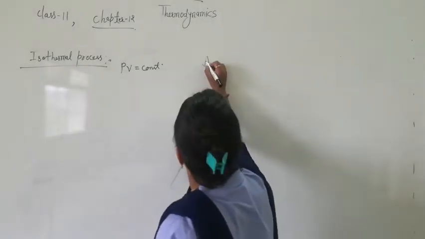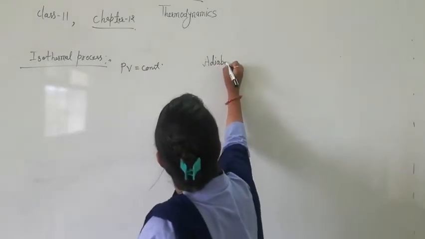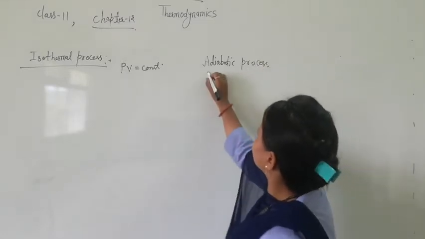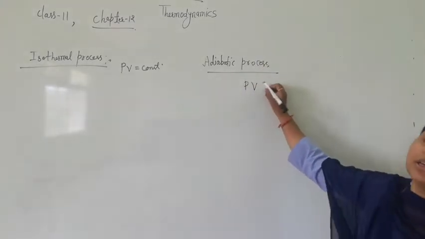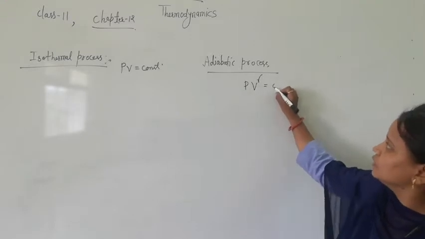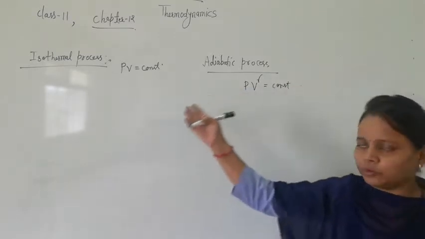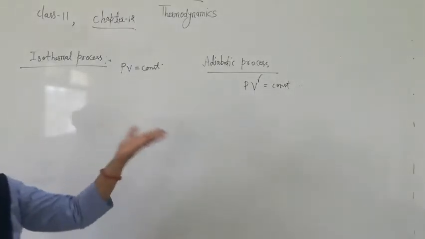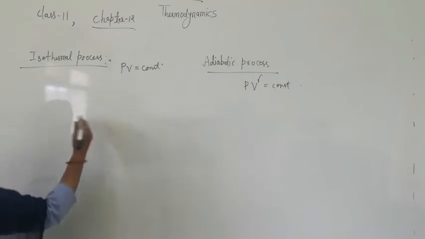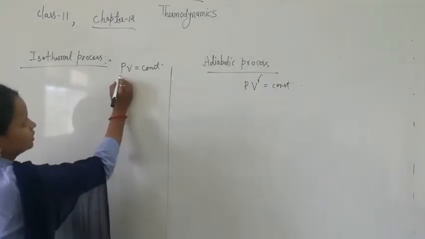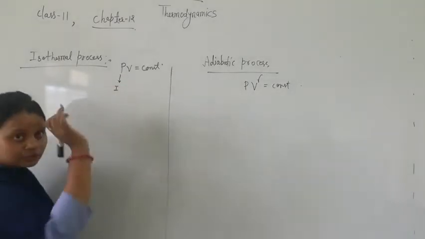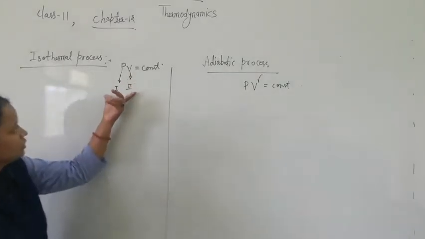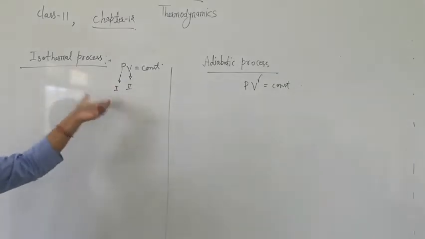And for the adiabatic process, the state equation is PV to the power gamma equals constant. We have two equations here and we differentiate both separately. Pressure P is the first variable and volume is the second variable. Then differentiate this equation.